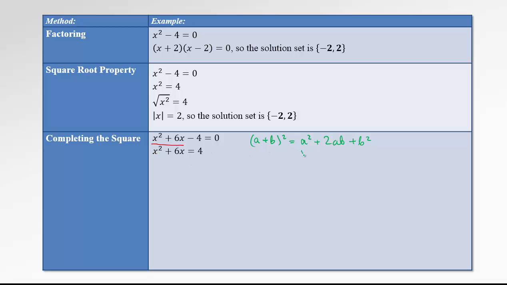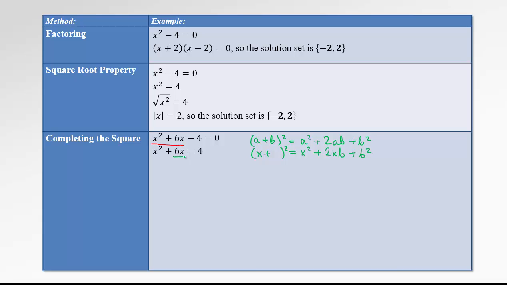So instead of a squared, we have x squared, and then it's plus 2 times a, which is x, times b that we don't know yet. So let's keep it b, and plus the last term b squared. Our goal is to find such b that we could fold it back to x plus the unknown b. I will leave the space for b. Okay? How can we figure out what the b is?